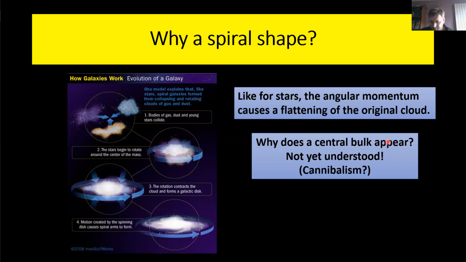Where the central bulk comes from, we often find here in the center some spherical bulk or some barred spiral. It's seemingly not completely understood, but ideas go towards cosmic or galactic cannibalism.